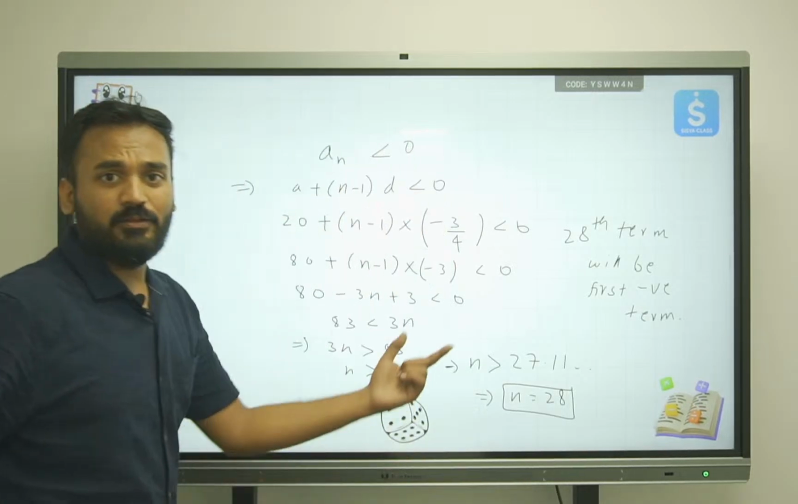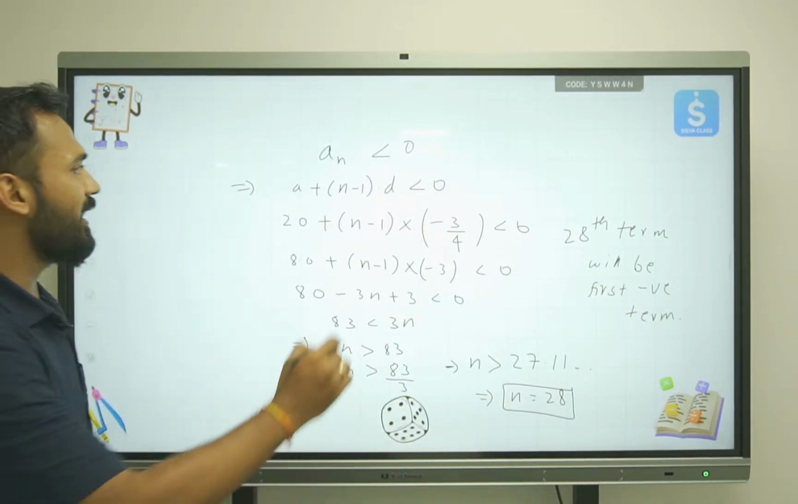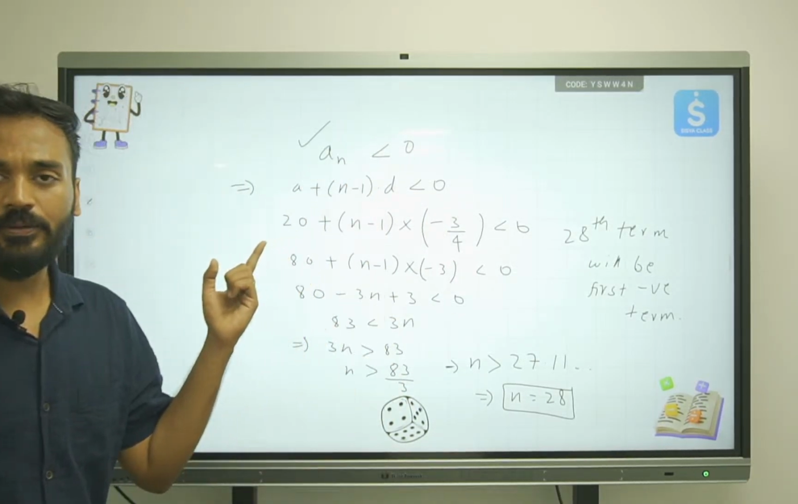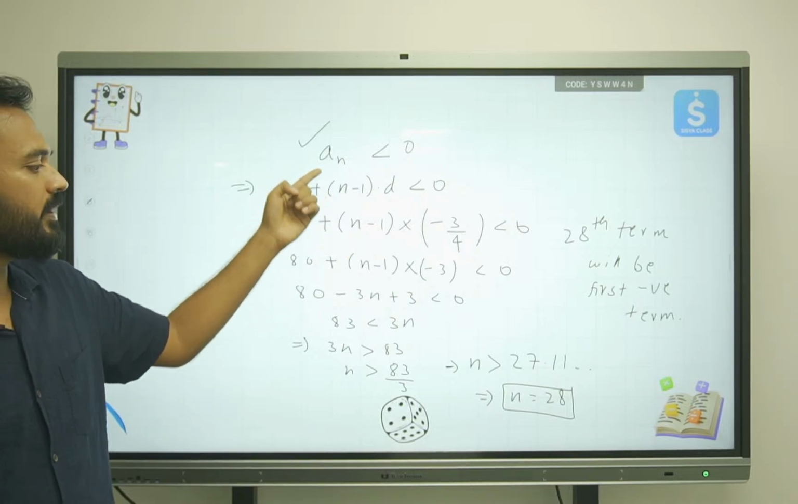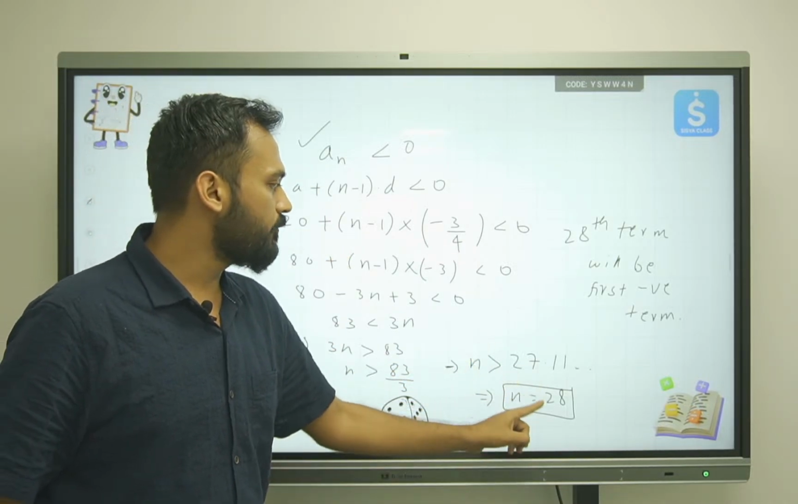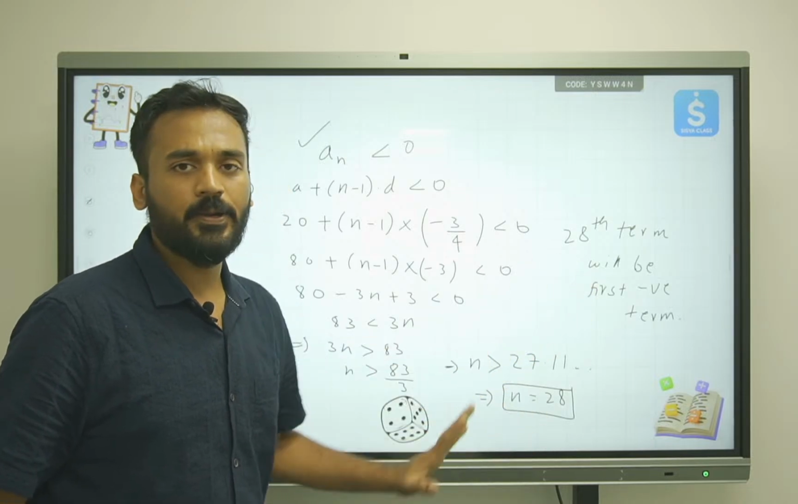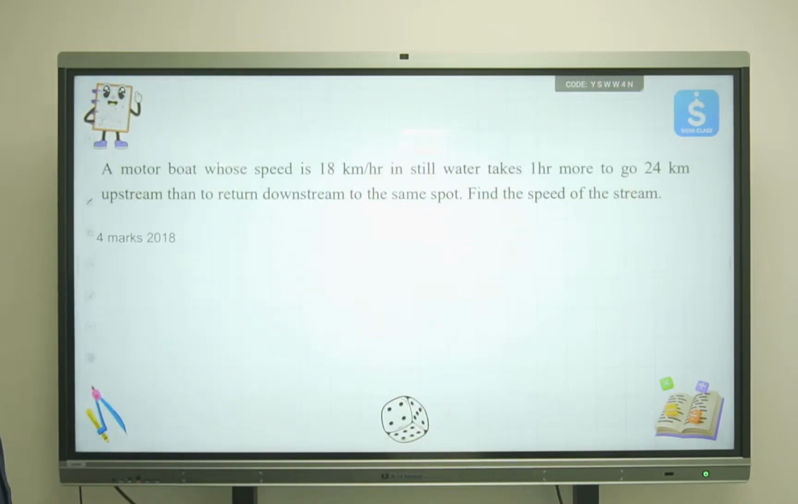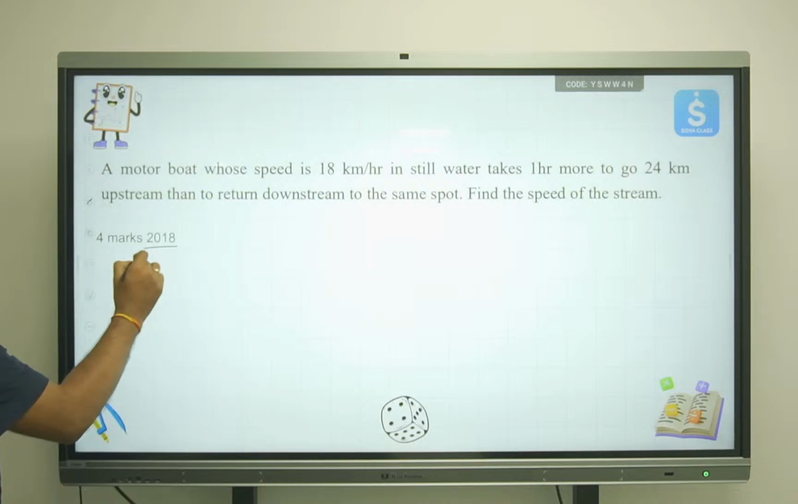Clear? So like this you have to solve. Whenever you get a question about finding which term would be the first negative term, use this relation and solve it for n. The first integral n you get will give the first negative term. Clear? Next question. The next question is 2018, asked for 4 marks.